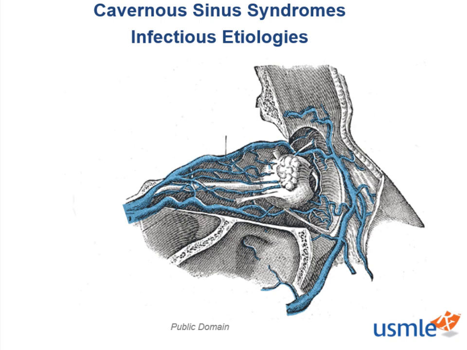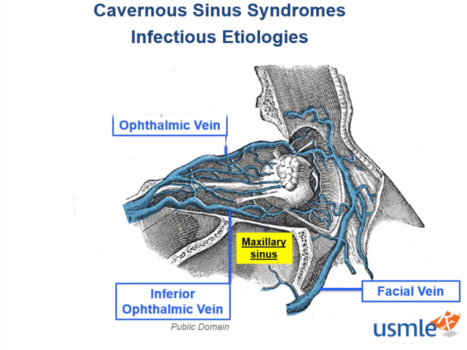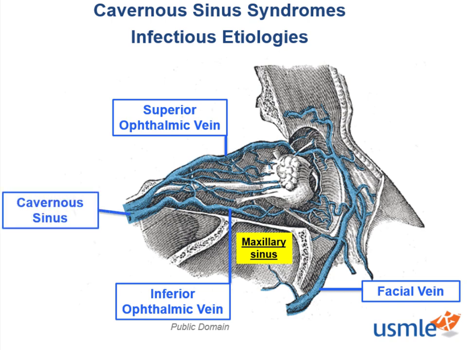Expanding on those etiologies, let's discuss infectious causes of a cavernous sinus syndrome. The anatomy tells the story, as the facial veins drain the face, as well as some tributaries from the sinuses, such as from the maxillary sinuses. These connections facilitate the flow of blood to the orbit via the inferior and superior ophthalmic veins. Just look at all those crossovers within this pathway. Ultimately, these drain into the cavernous sinus.